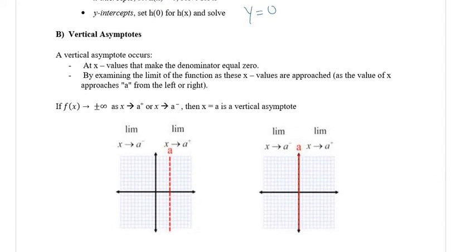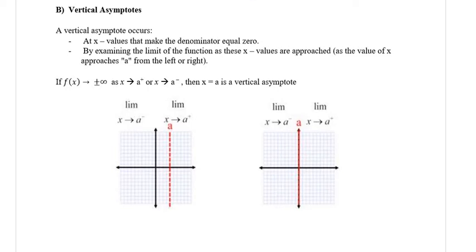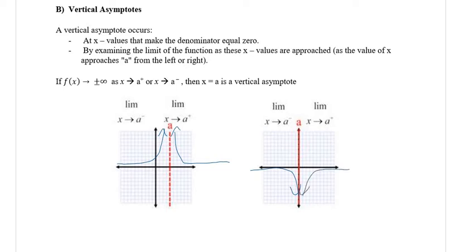If f of x is approaching positive or negative infinity as x approaches a from the right or x approaches a from the left, then it's a vertical asymptote. It might look something like this, let's say this is the positive infinity option. Might look something like this. Or it might look something like this. Or sometimes we might just mix and match, all depending.